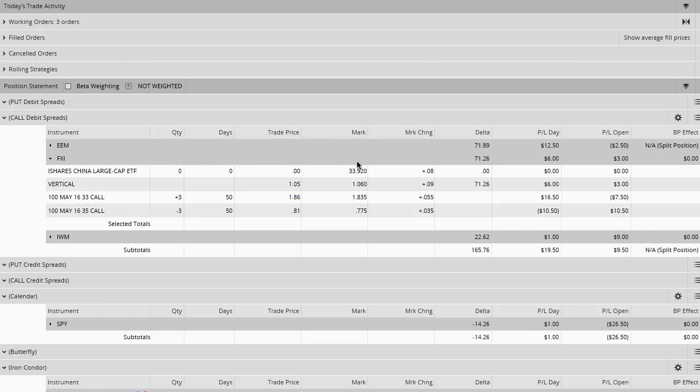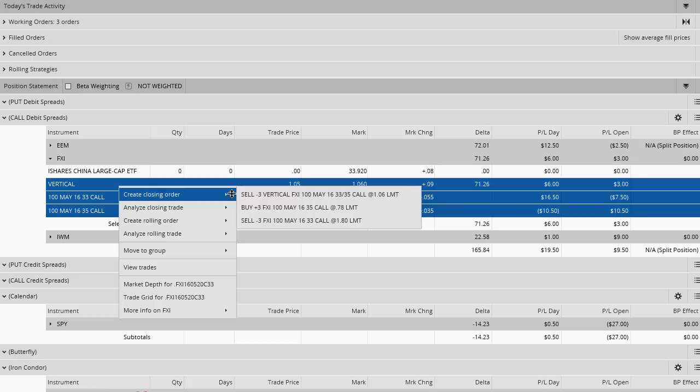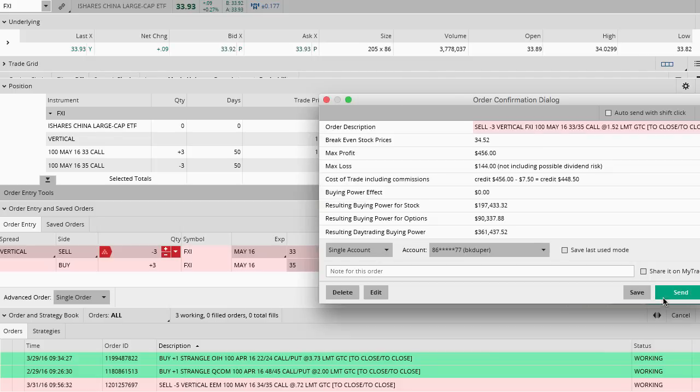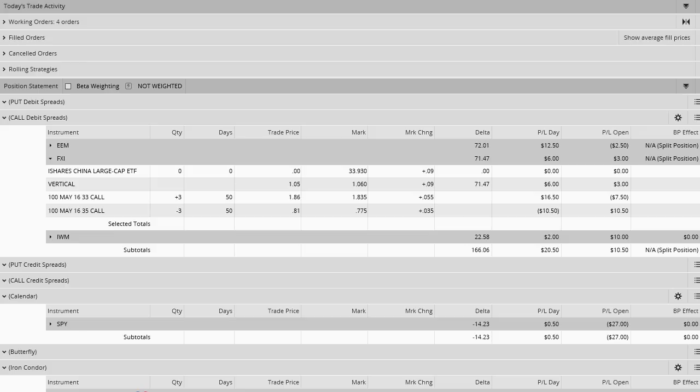All right. So what we're going to do is the same thing we did with EEM. We're going to right click here, create a closing order, and say sell. Now we're going to adjust this price to 152, which is our profit target on FXI. And again, we're going to change the type of order from day order to GTC. So I hit confirm and send, submit the order in.